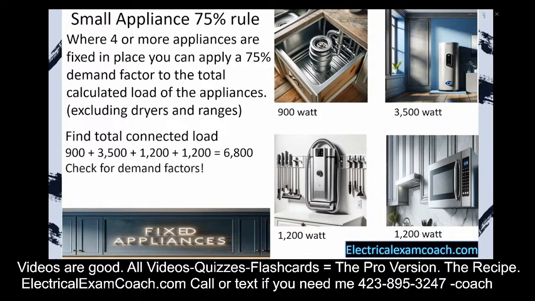Then we're going to stop and check for demand factors. Step one in all load calculations is to get the total connected load. Then we're going to check for demand factors. And in this case, we can apply the four or more 75% rule. We take 6,800 multiplied by 0.75, and that gives us a new reduced load of 5,100 watts. And that's what we would take and add to our whole home load calculation.